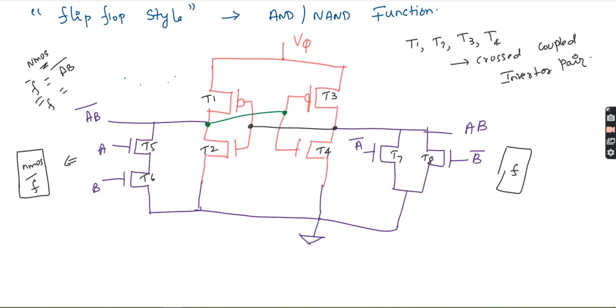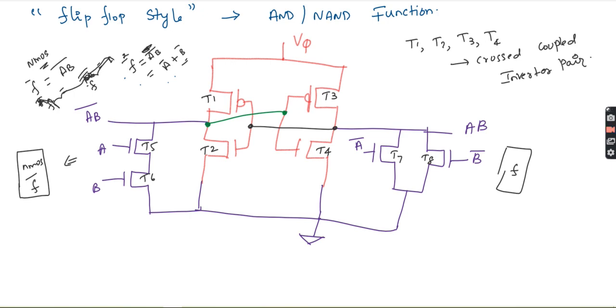Then what about the F double bar? F double bar will be the same thing. Apply De Morgan's law. What will happen? AB the whole bar will be equal to A bar plus B bar. So F double bar will be equal to AB the whole bar. Apply De Morgan's theorem here. F bar is equal to AB whole bar, A bar plus B bar.